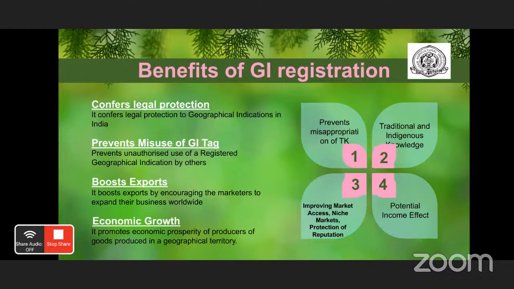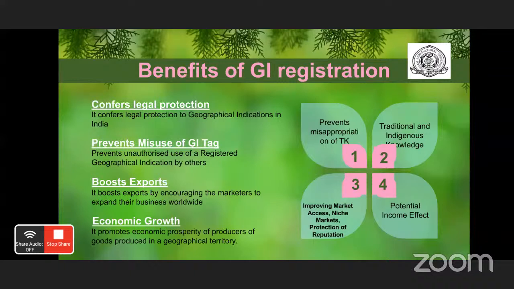And the primary reason for misappropriation or biopiracy of traditional knowledge is that it is freely available in the local communities, over a large geographical area. And the traditional knowledge holders are not aware of their need to protect their intellectual property rights. So there is every possibility of misappropriation, every possibility of biopiracy. So GI plays a vital role in protecting and preserving traditional knowledge. Once we register the product under the GI Act, it will not only protect the product, it will protect the traditional knowledge that is associated with the product.